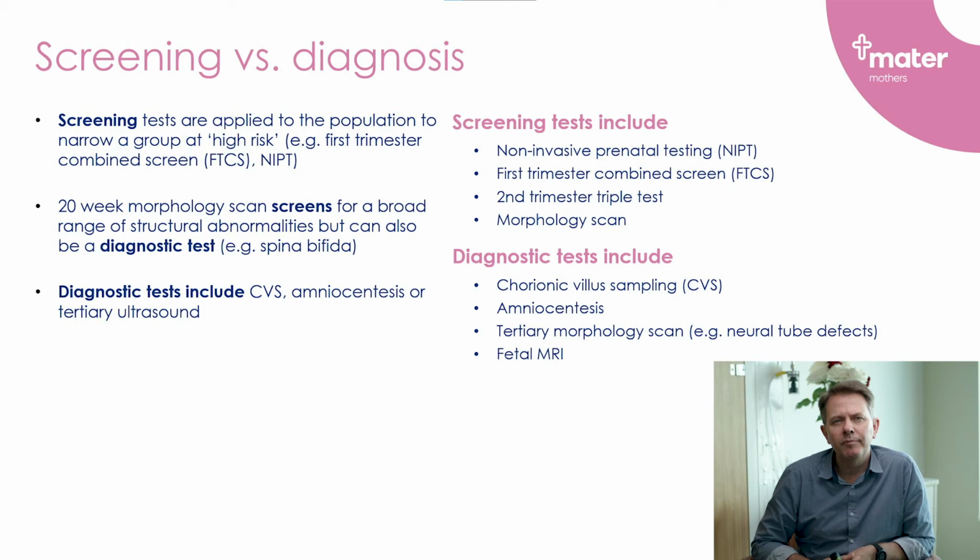Just as a summary, this slide shows screening tests that are currently in use, including NIPT, first trimester combined screen, second trimester triple test, and a morphology scan. Diagnostic tests include chorionic villus sampling, amniocentesis, tertiary morphology scan, and also fetal MR or MRI.